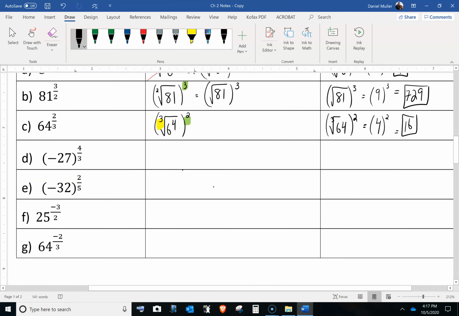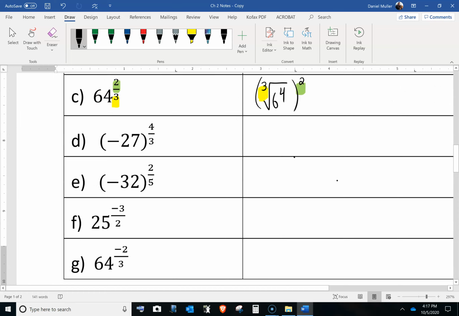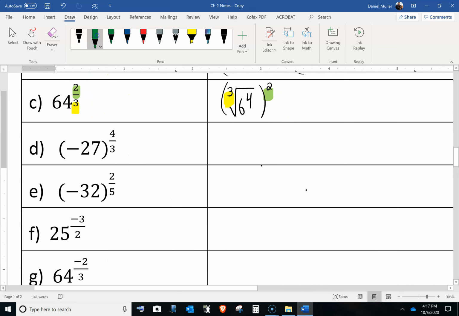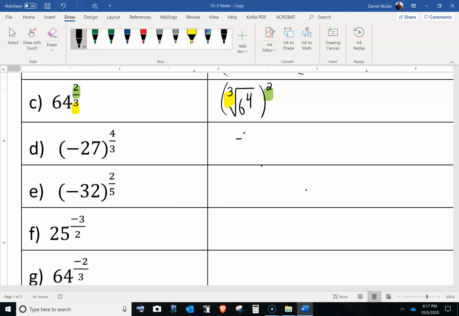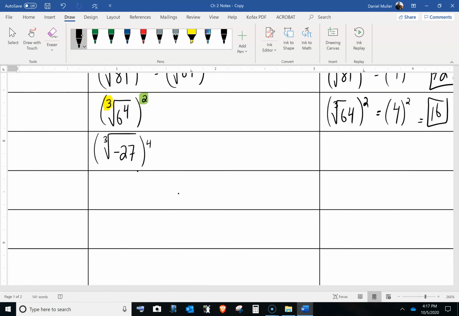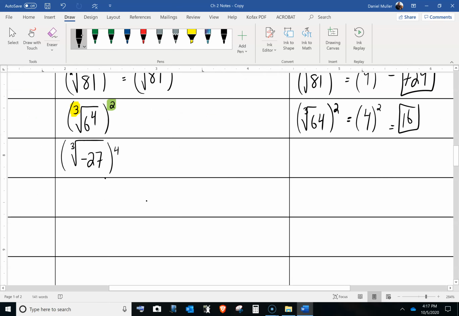So let's keep going here. Now I got a negative number here, but that doesn't really matter because you're allowed to do cube roots of negative numbers. So I've got negative 27, and the bottom is a 3, so that's my root. So I'll do a cube root, and then I'll go to the power of 4. So that's what I need to do. So the cube root of negative 27, maybe I'll write it down here again, to the power of 4.